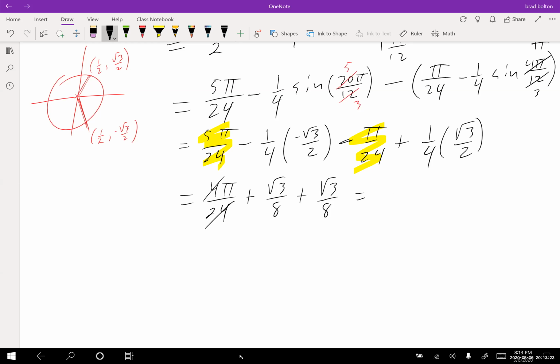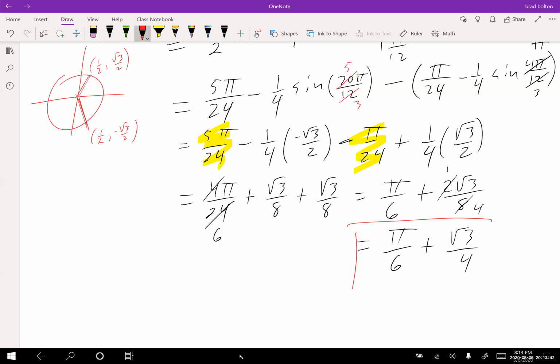This cancels with this, and this would become 6. So this would be pi over 6 plus 2 square roots of 3 over 8. But still not done. This is a rough one. Cancel, cancel. Plus square root 3 over 4. And that is actually the correct answer. We did it. Okay, so this is a tough one.